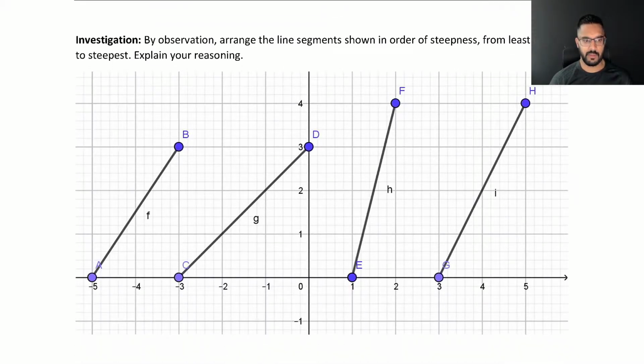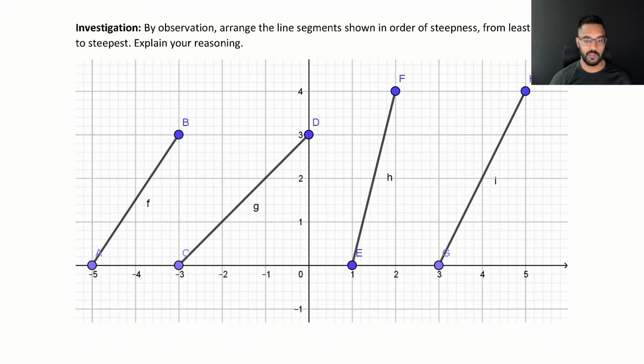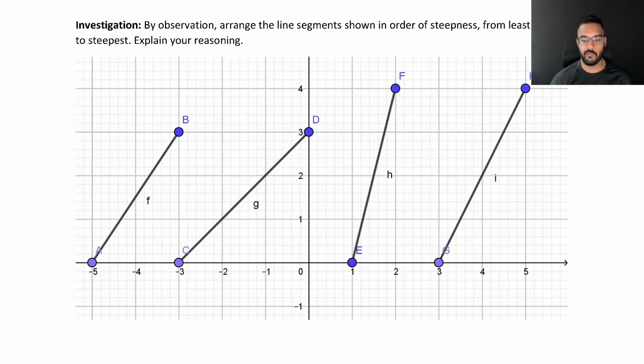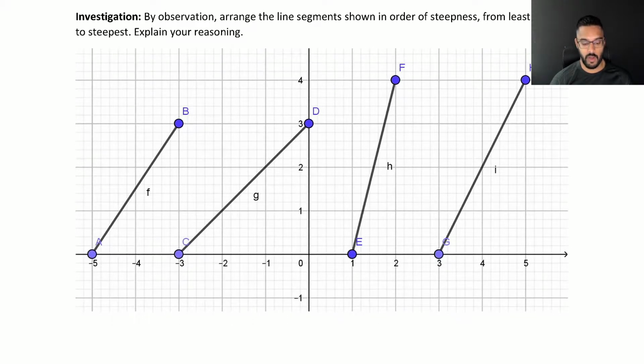Now it might seem a little weird, but just by observation, if we look at these line segments, and we know they're segments because there's no arrows, we do see those endpoints on them, given by those letters of the alphabet there in blue. Put them in order of steepness from least steep to the steepest, and explain your reasoning why.